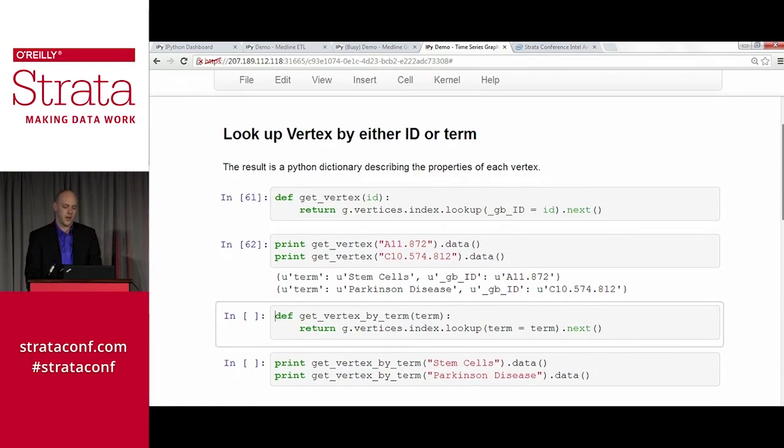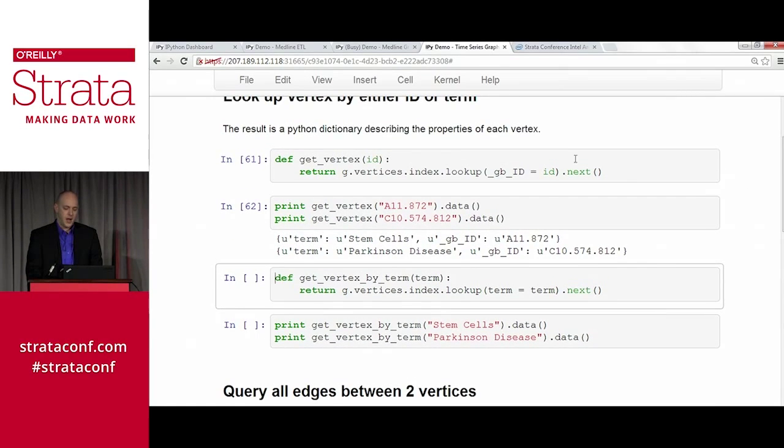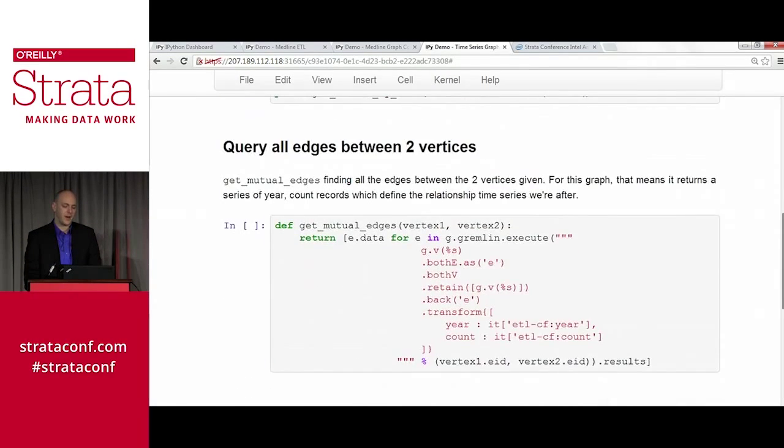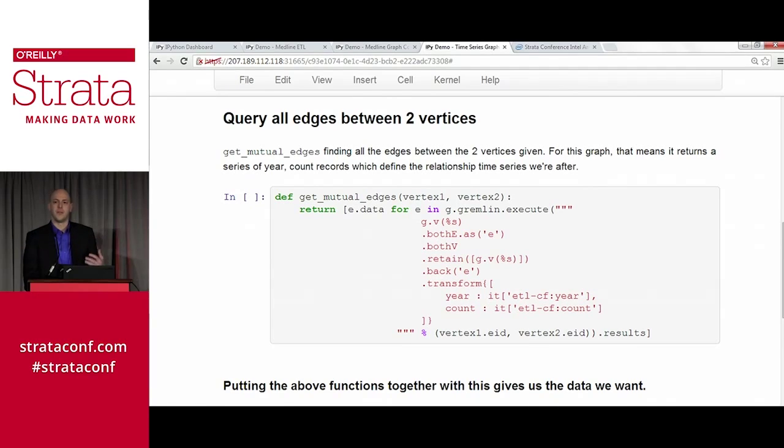Pretty straightforward. So what is it that you're using to look it up? What kind of syntax are you using? Well, this is Python, and we're using a library called bulbs that translates that into a graph query. I have a little more advanced example. Once you get through that, the natural next question is, I want to see all the edges between these two.